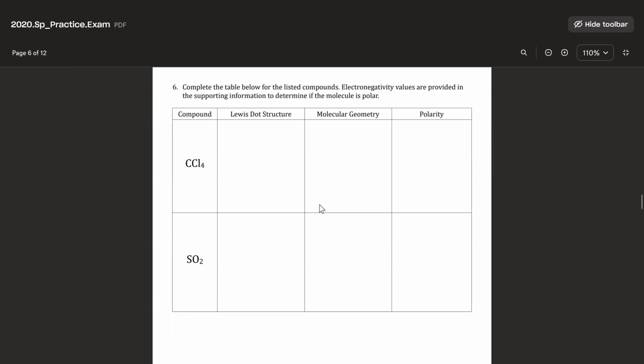Everybody's favorite, Lewis dot structures, molecular geometry, and polarity. Same thing as counting protons, neutrons, and electrons. This row is 5 points. This row is 5 points. Probably 2 points, 2 points, 1 point. So draw me a Lewis dot structure. Tell me what the molecular geometry is based on the Lewis dot structure. Tell me whether it is polar or not based on the geometry.